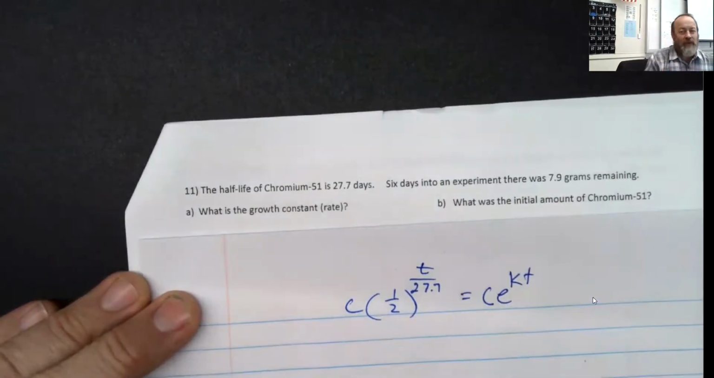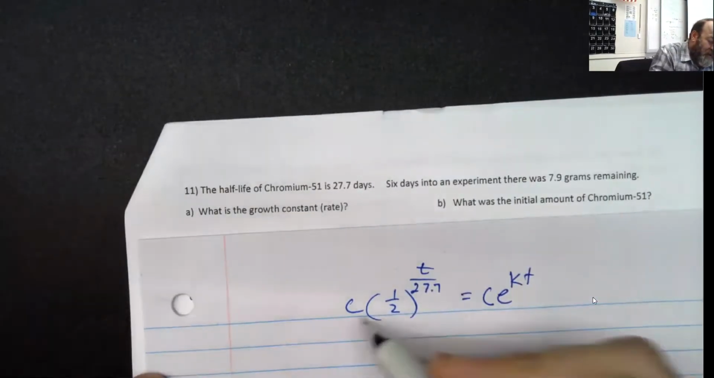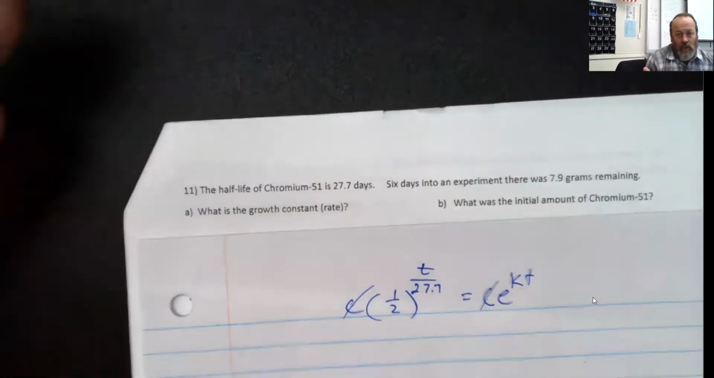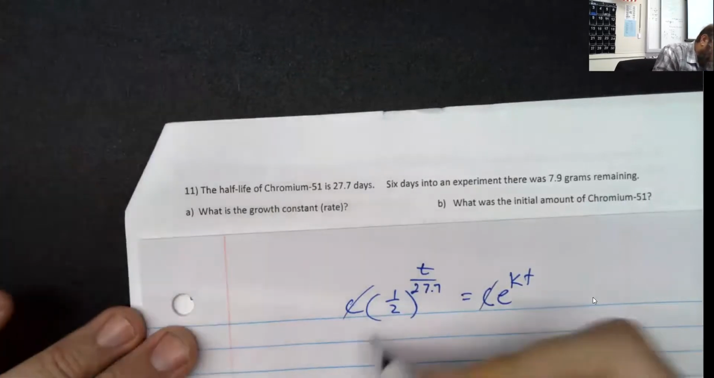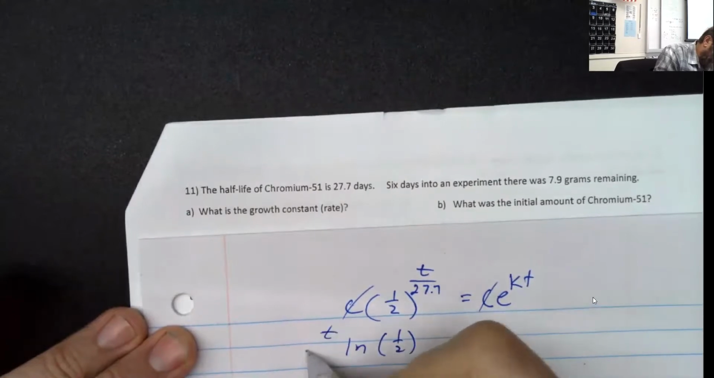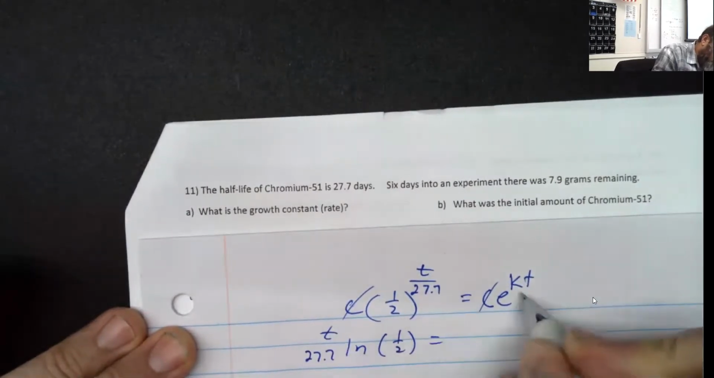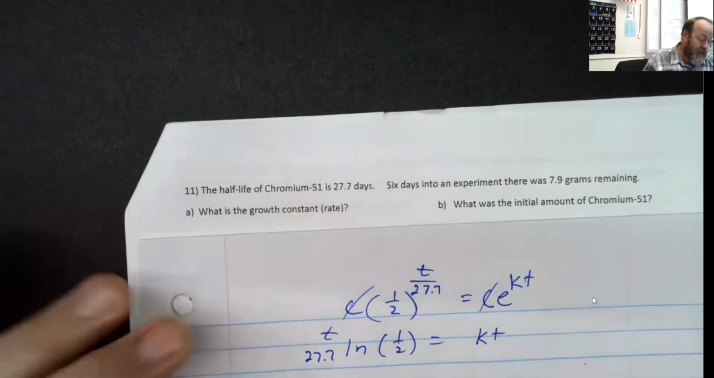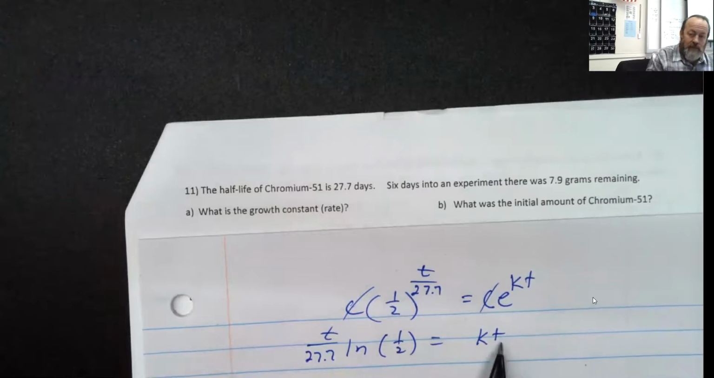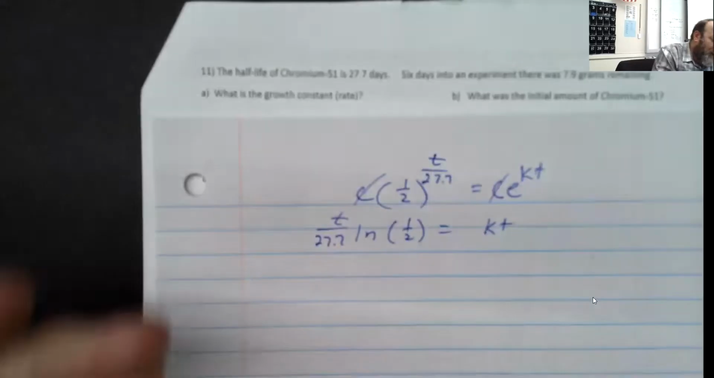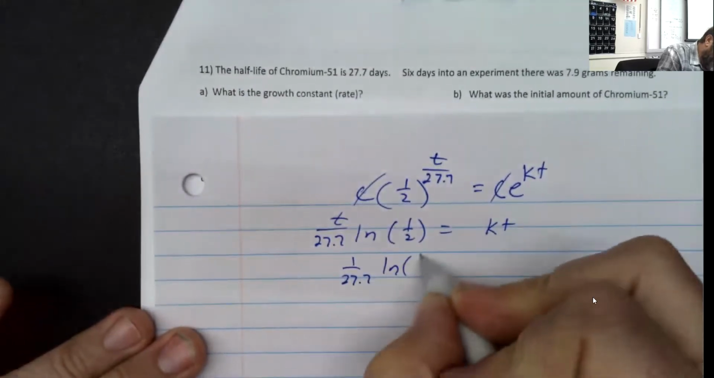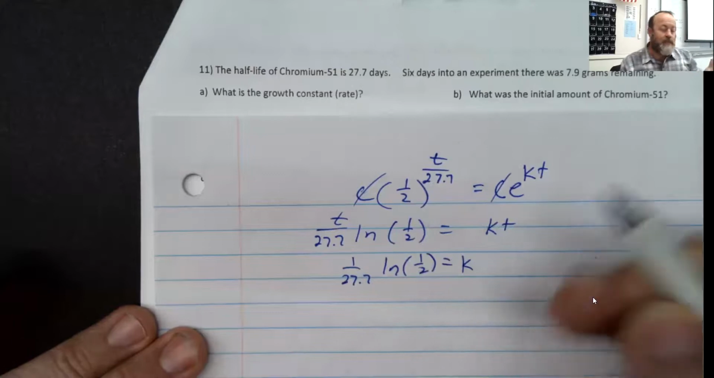It turns out there's a fairly straightforward thing we can do. If we divide both sides by the initial condition, which is our constant, that just goes away. If I take the log of both sides, the exponent pops in front, and over here you get kt. Notice this side has a t in it, so does this. If I divide both sides by that time, it's gone, and I have 1 over 27.7 times the natural log of 1/2 is equal to k. And that is my growth rate.